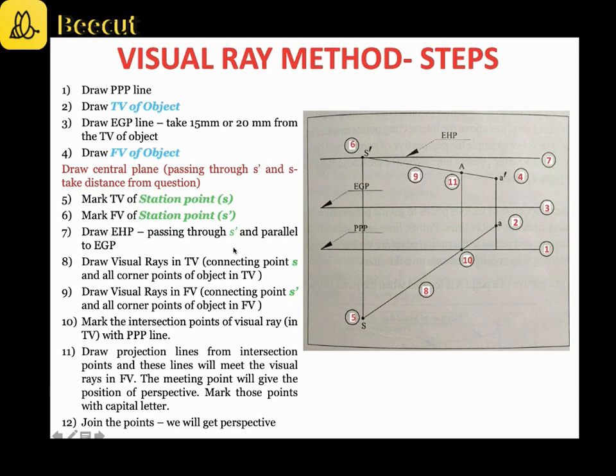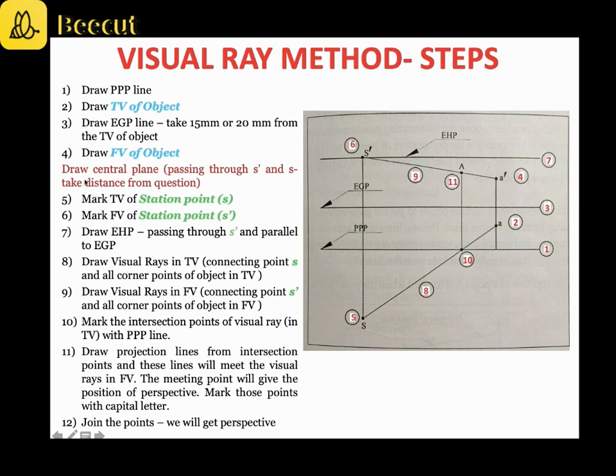The next step is to draw the front view of the object. So on the EGP you have to draw the front view of the object. EGP is stated as the XY line of the problem. So on EGP you have to draw the front view. How are you drawing the front view? You are projecting it from the top view that is drawn on the picture plane.